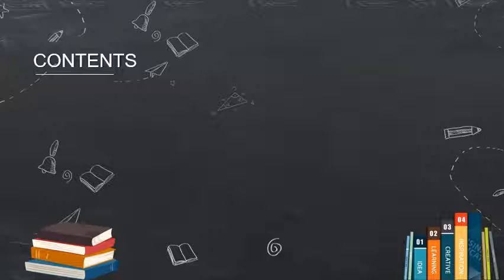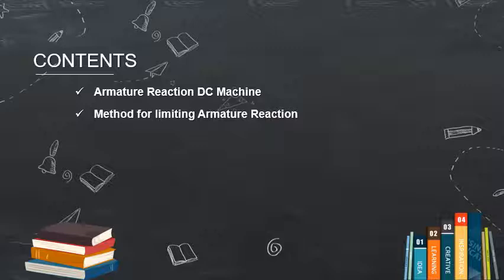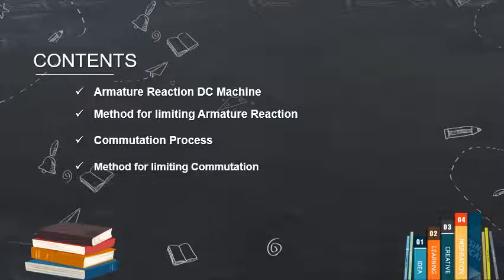In this lecture, we will study what armature reaction in a DC machine is and its effect, methods for limiting armature reaction, and what the commutation process means and how to limit or minimize it. Next we will move on to methods for limiting commutation, and then the references. So this is the outline of this presentation.